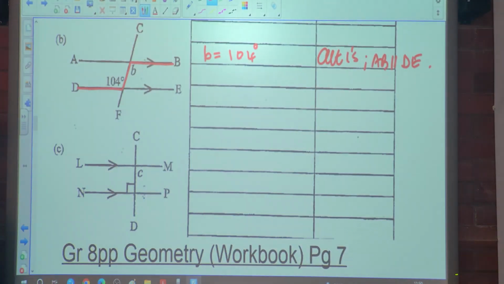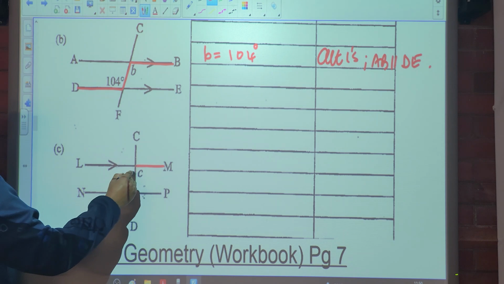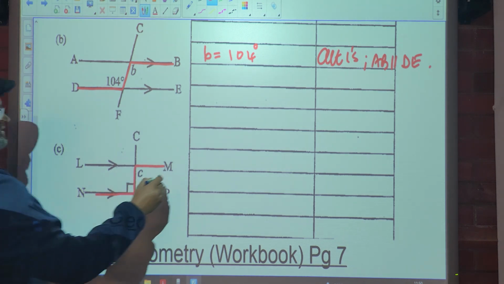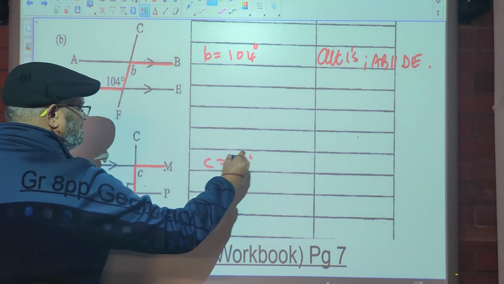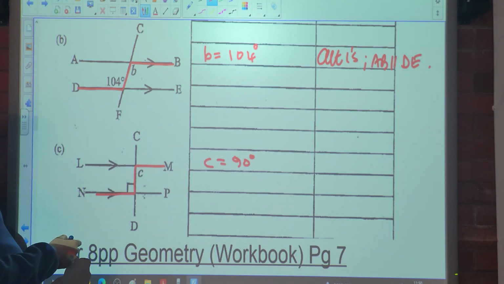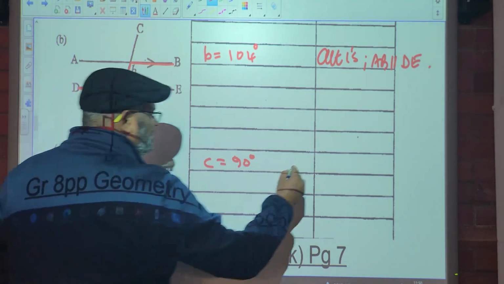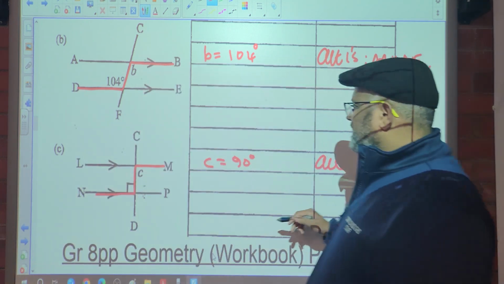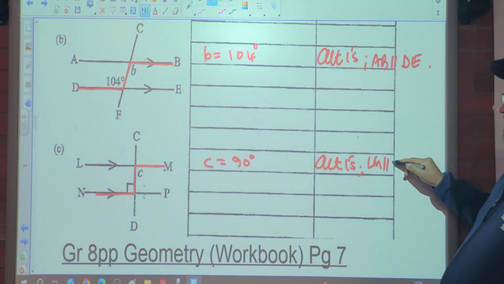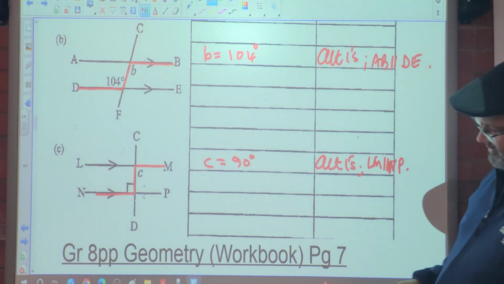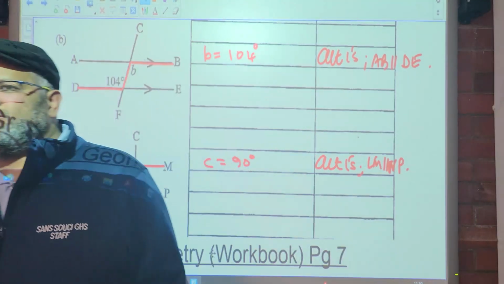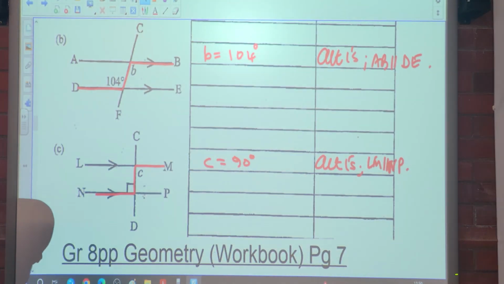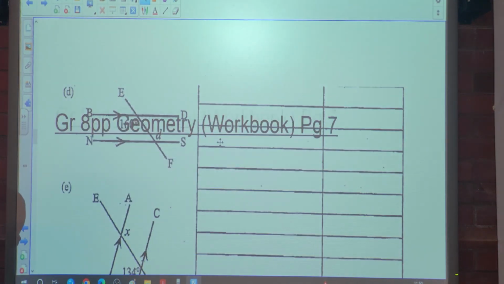How do you calculate C? Alternate angles again. C is equal to 90 degrees. Why? Because of alternate angles with LM being parallel to NP. Right, you guys understand? Go to the next one.